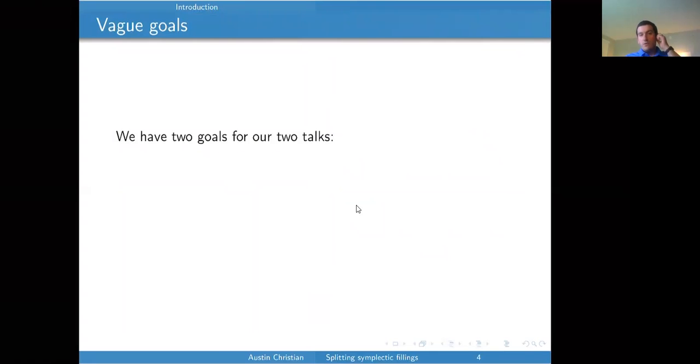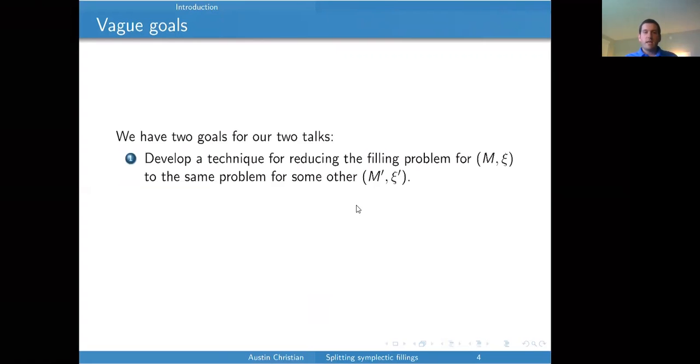So we have 2 goals for 2 talks. They go together, but the goal for talk 1 will be to develop some sort of technique for reducing a given filling problem, one we're interested in, to the same problem. You still want to classify, say, exact fillings for some other contact manifold. And hopefully this other contact manifold, maybe its fillings are already classified, or maybe the filling problem is just more tractable there. And then we can sort of bootstrap a solution here back to a solution to our original problem. So that's the goal for this first talk that you're currently experiencing.